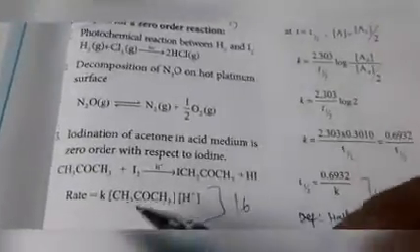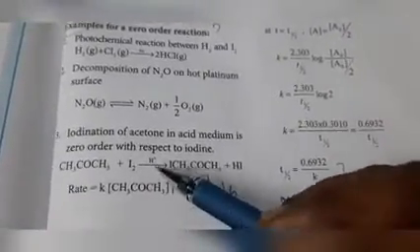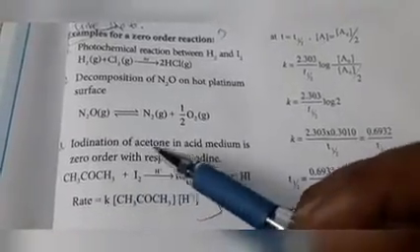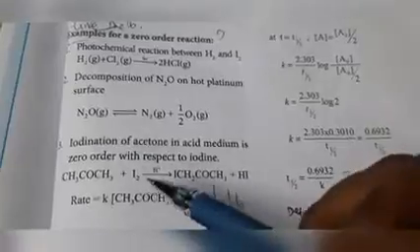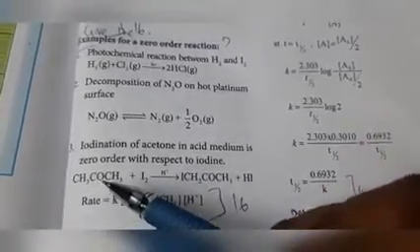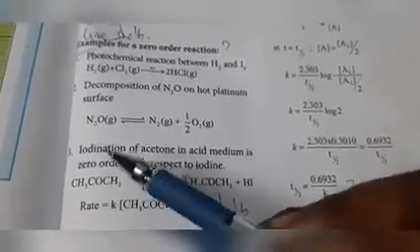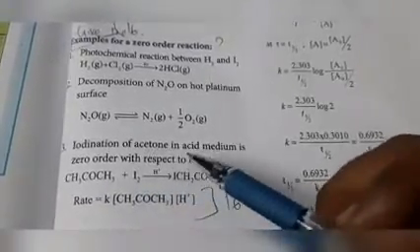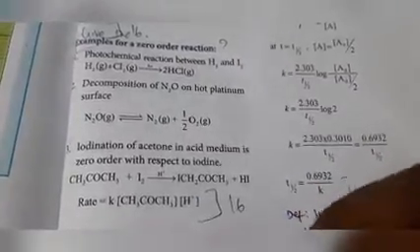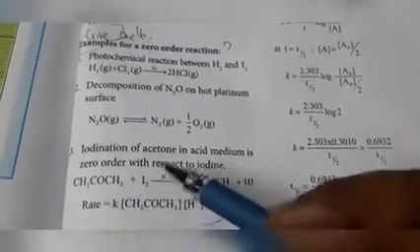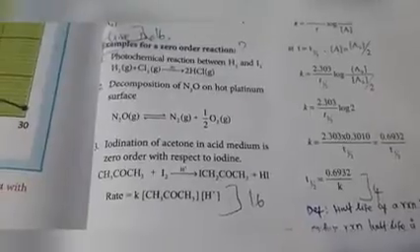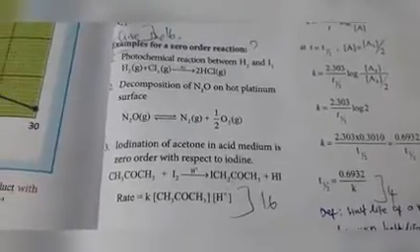Like that, the third example: this reaction also depends on acidic medium. Iodination of acetone. Iodination means what? Addition of iodine. Addition of iodine to acetone. CH3COCH3 means acetone. So iodination of acetone in acid medium is zero order with respect to iodine. So this is the third example for zero order reaction. This is one of the book back questions, so read carefully.